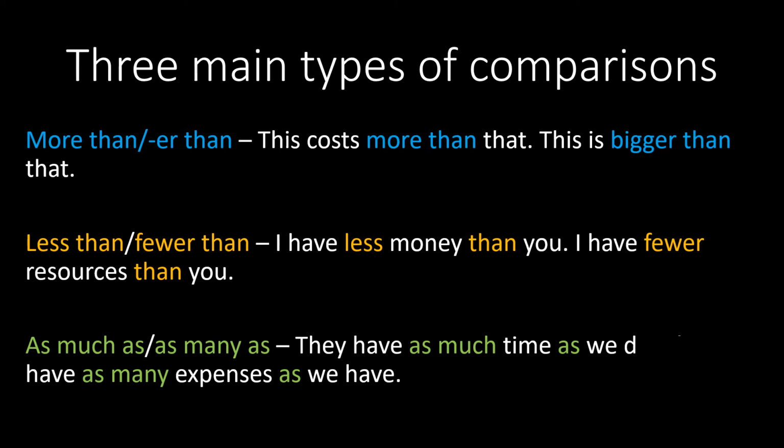That's a comparison saying that one thing is more. The second one, less than or fewer than. I have less money than you. I have fewer resources than you. Of course, we use less when it's a non-countable noun, and we use fewer when it's countable. And finally, another type of comparison is an equal comparison. So as much as or as many as. They have as much time as we do. They have as many expenses as we have.